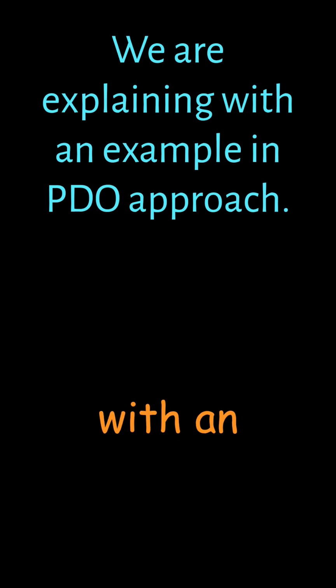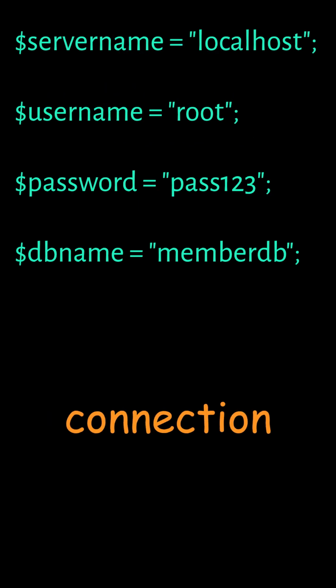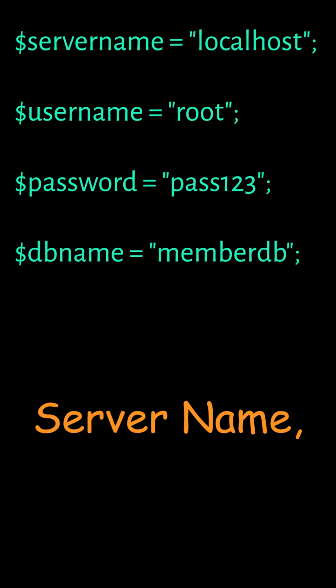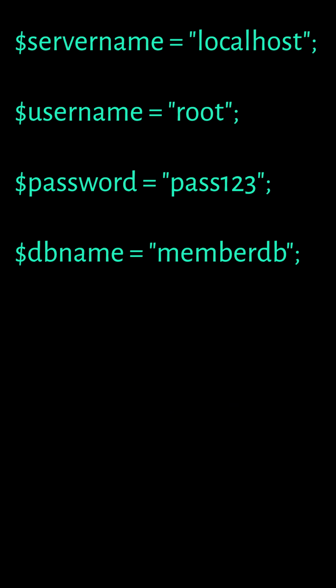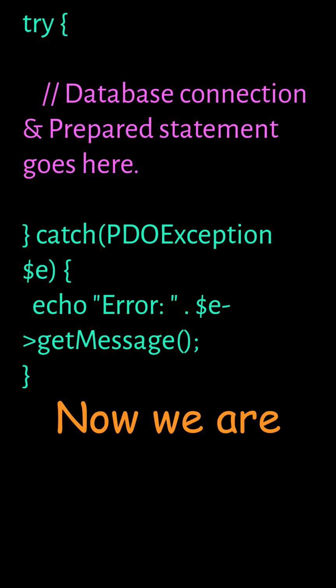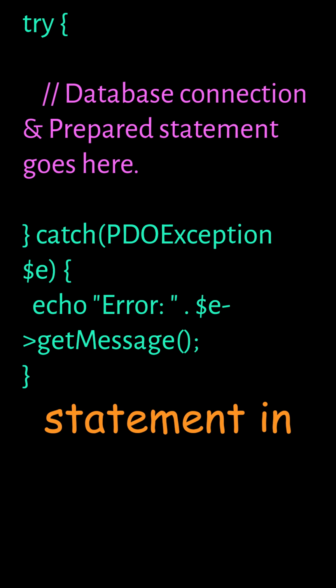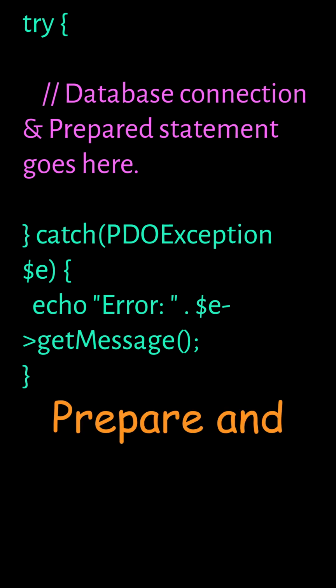We are explaining with an example in PDO approach. First of all, we need the usual parameters to establish connection with the database, such as server name, database username, and database password. Now, we are going to make the connection with the database, and then write the prepared statement in two stages: prepare and execute.